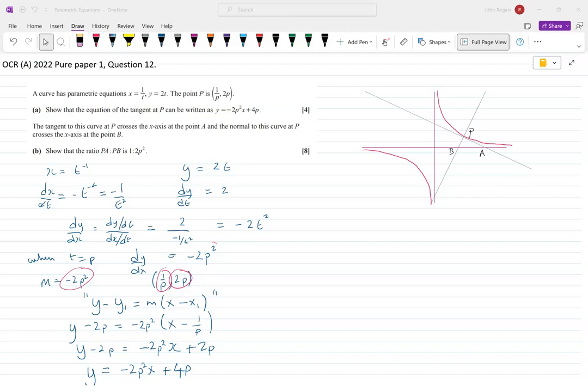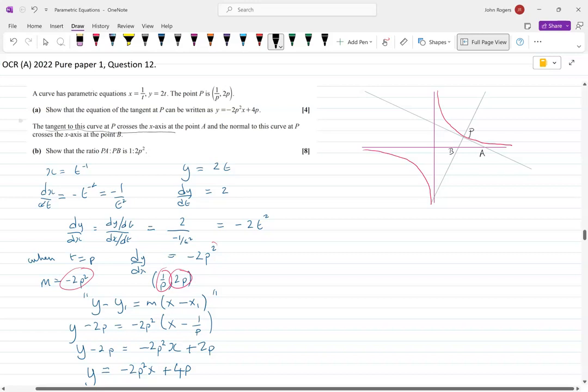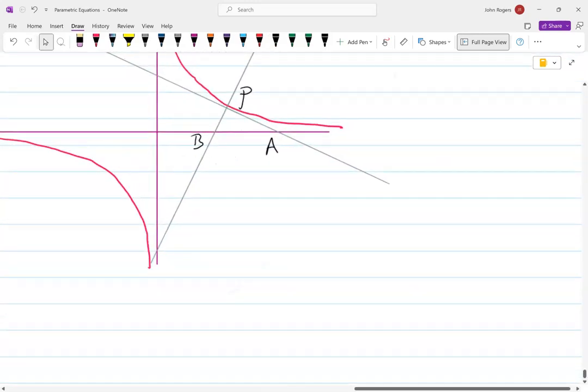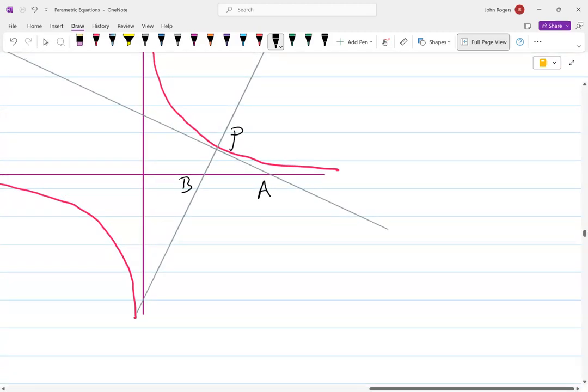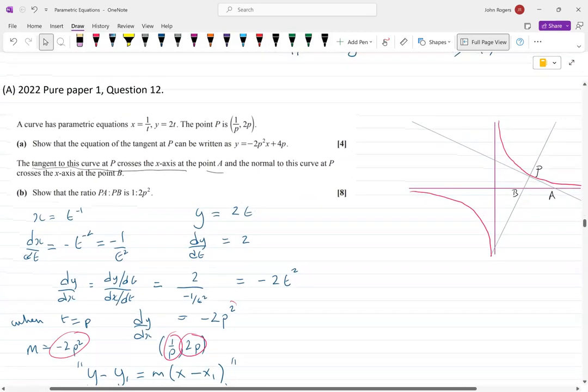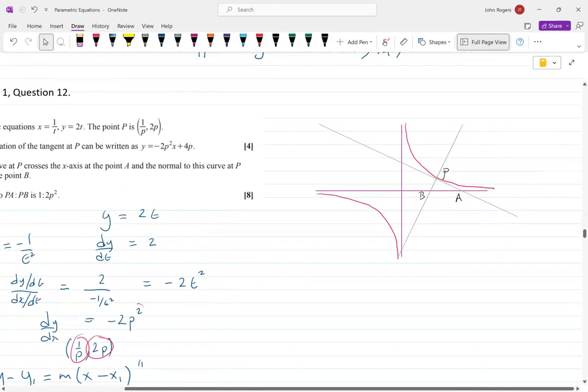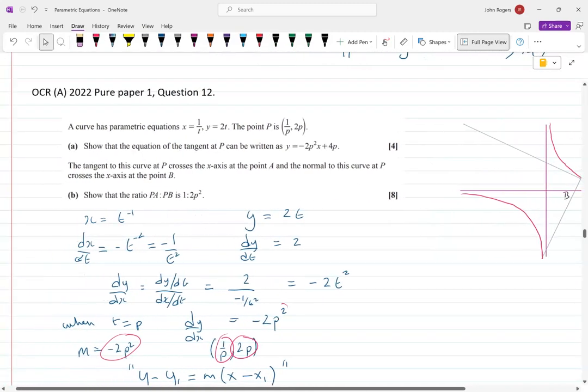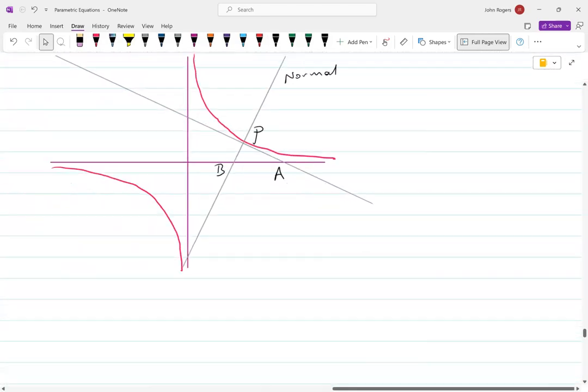I'd say it's not necessary to know what the curve looks like, but we need to know a little bit about what we're doing generally to find a way forward. It says the tangent to the curve crosses the x-axis at A. So the tangent to the curve crosses the x-axis at A here. Okay, and then it says the normal to the curve, that's my normal here, crosses the axis at B. So I've marked that B on my diagram.